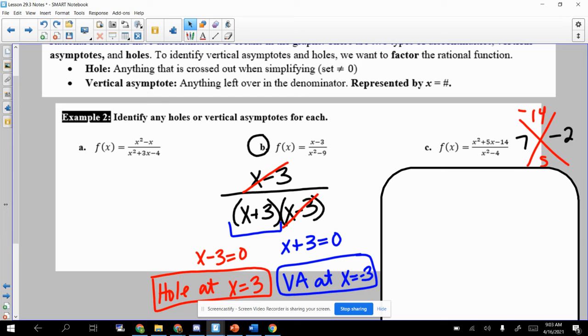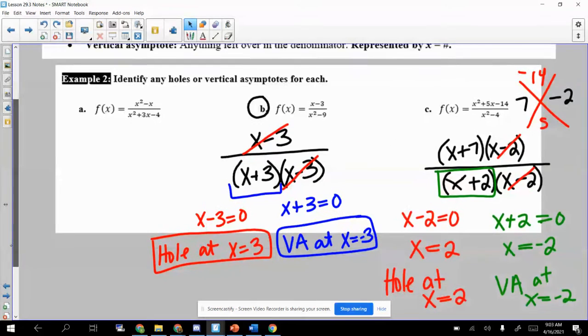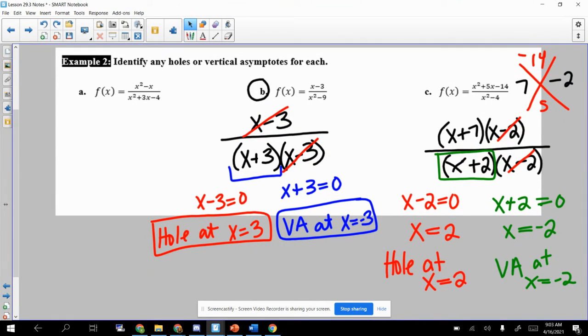Okay, so hopefully you paused and you tried this one out. So you should have factored the numerator and the denominator. On top, you should have been left with x plus 7 and x minus 2. On the bottom, a difference of two squares, you should have been left with x plus 2, x minus 2. Okay, the x minus 2's cancel, so you are left with a hole at x equals positive 2.